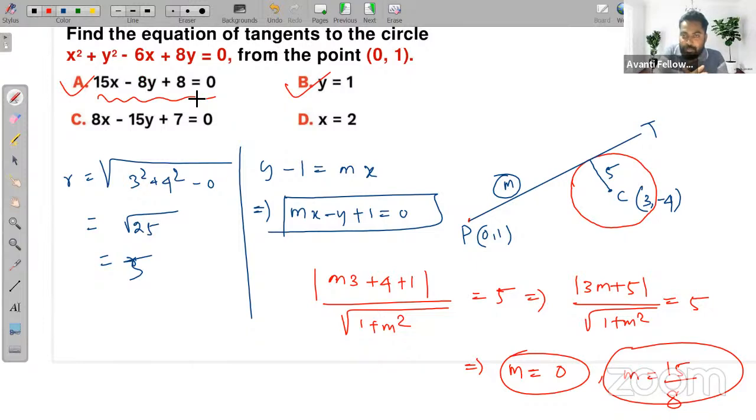Simple or not? It's a JEE question, a mains level question. You can easily find the equation of tangents when you have an external point. Is that clear to everyone? Guys, shall I move to the next thing? Everyone respond in the chat box. It is clear to all.